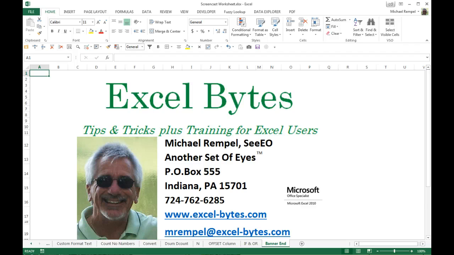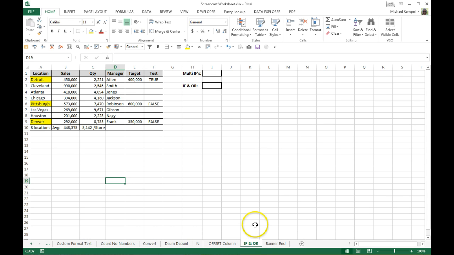Today we're going to take a look at using the OR function along with if statements instead of using multiple embedded if statements. So here's our scenario. We have a list of our territories or our locations and their sales. And Detroit, Pittsburgh, and Denver, I'm targeting those three. And here are the target sales for those. And what I want to find out is, did any of them meet their target? As long as one did, then I want to get a yes. If none of them did, I want to know.